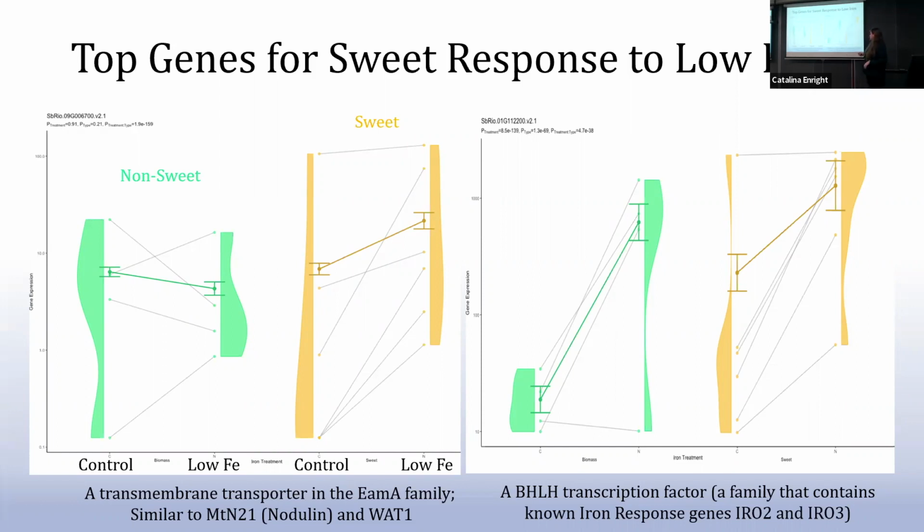Whereas here's this bHLH transcription factor that looks like a homolog of IRO2 or IRO3, known regulators of iron response. You can see it's very much upregulated in both groups. It looks a little bit steeper in one, but I think that's an artifact of how much variation you have. So this is really something that shows up in both groups. It's not different between the types.